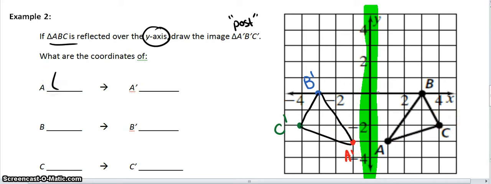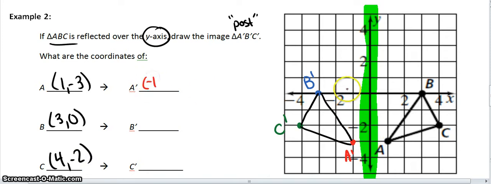So original A was at 1, -3. Original B, oh wait, this is the same triangle, so it's going to have the same points, right? This is at 3, 0, and our C was at 4, -2. And now what are our A prime, B prime, C prime? So now our A is at -1, down 3. Our B, let's see, was it +3, 0? Now we move this way, so it's at -3, 0. Our C was at +4, -2. Now our x is -4, and we're still going down -2.